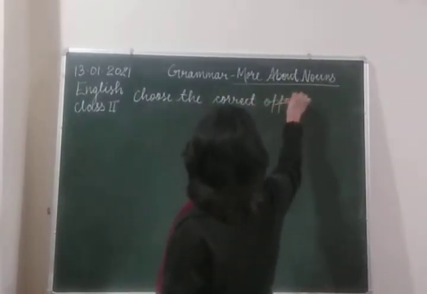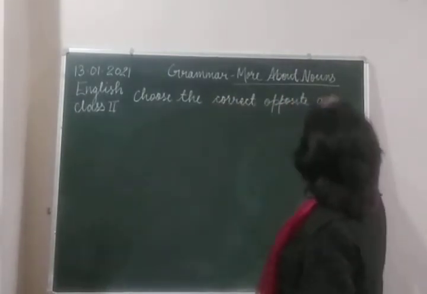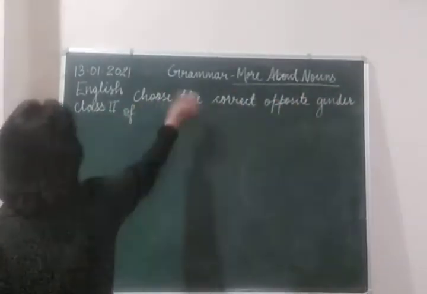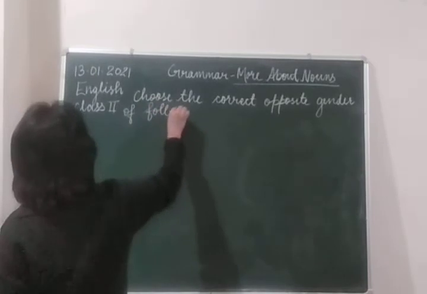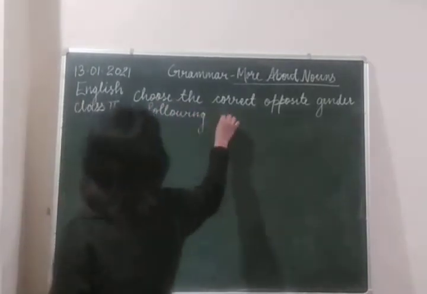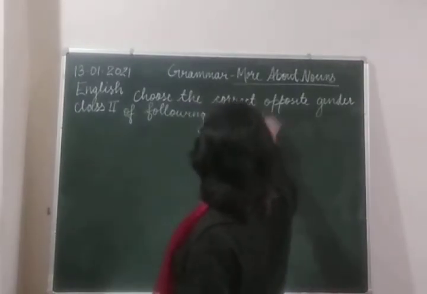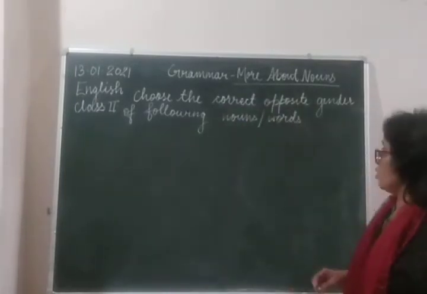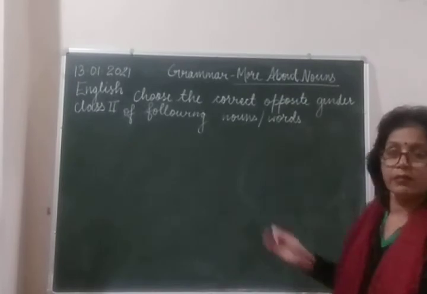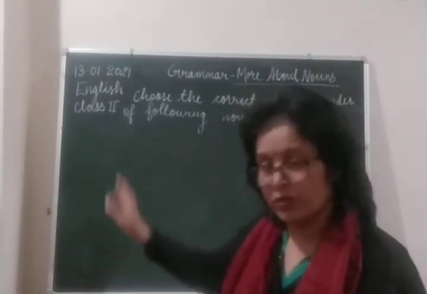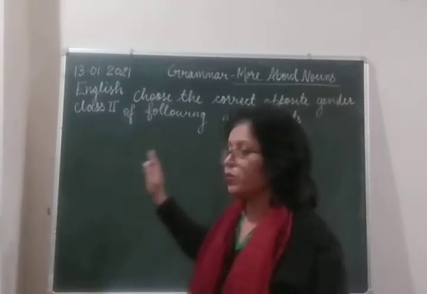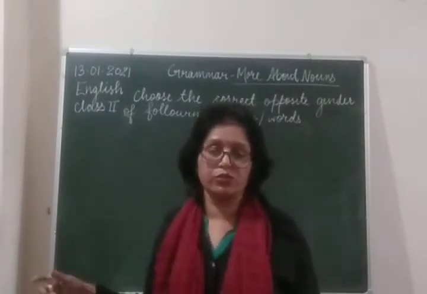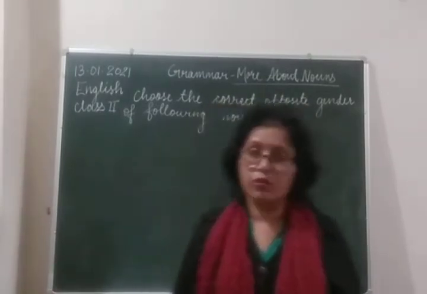Gender of the following nouns, or I can say words. Choose the correct opposite gender of the following nouns or words. मतलब कुछ नाउन्स दिए होंगे जेंडर फॉर्म में, आपको ऑप्शंस भी मिलेंगे. यू हैव टू चूज द करेक्ट आंसर, द करेक्ट ऑपोजिट जेंडर ऑफ द गिवन नाउन. सो लेट्स डू.